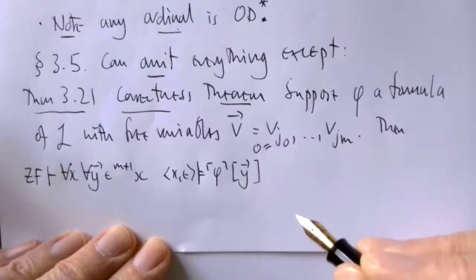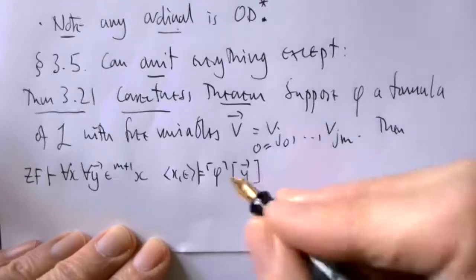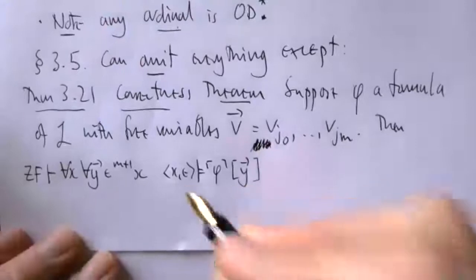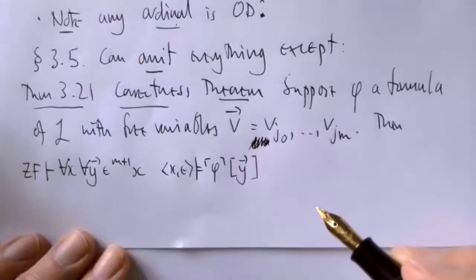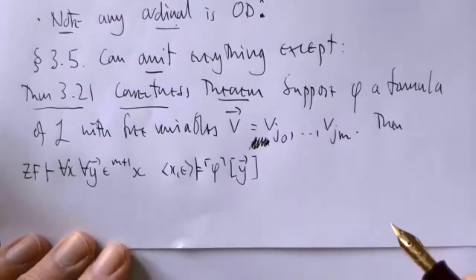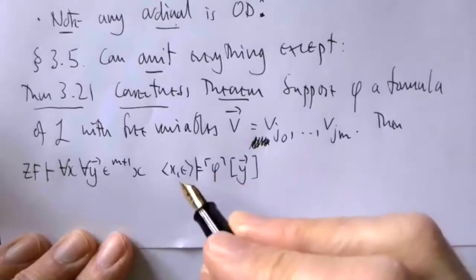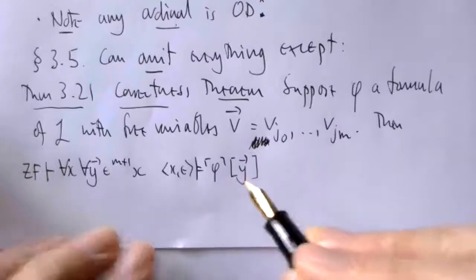Oh, sorry, no, I take that back. We're not talking about def here. I don't need this restriction. We're only talking about satisfaction. We're not talking about def here. Sorry, rewind. So the valuation makes the formula true here.